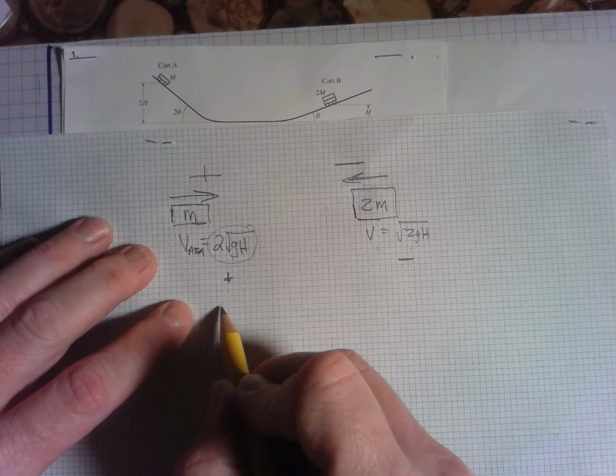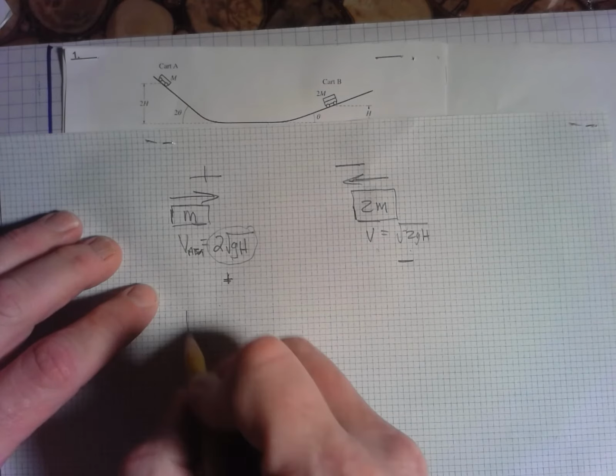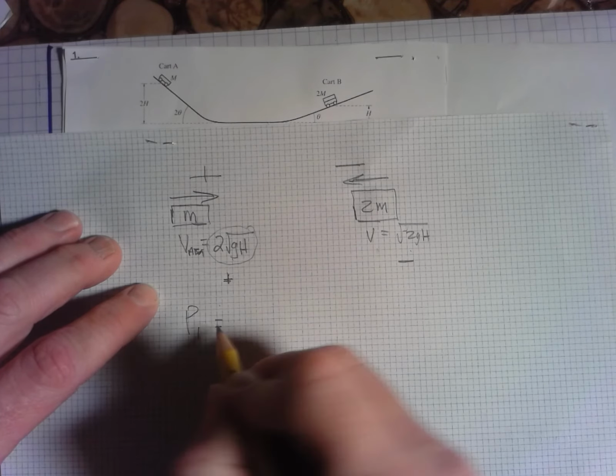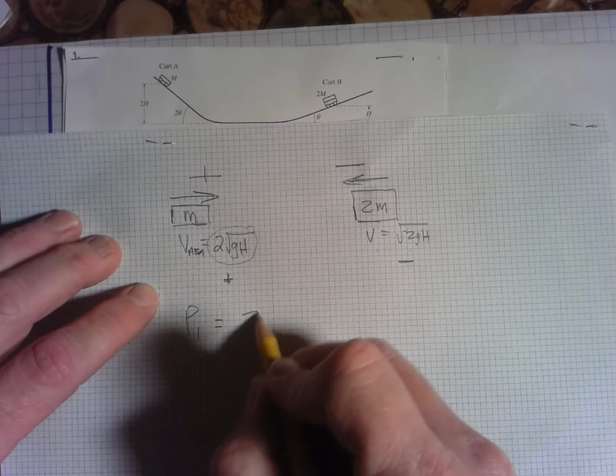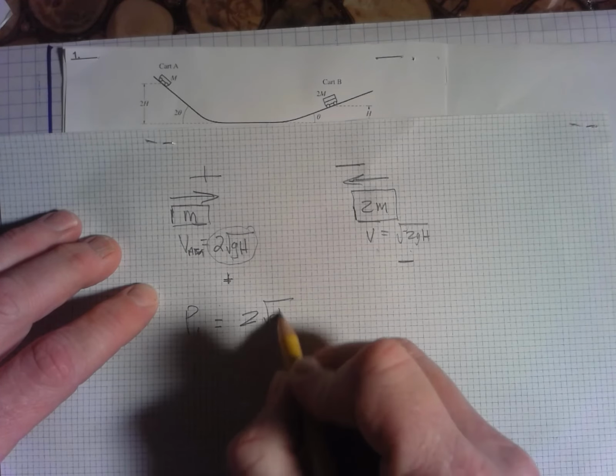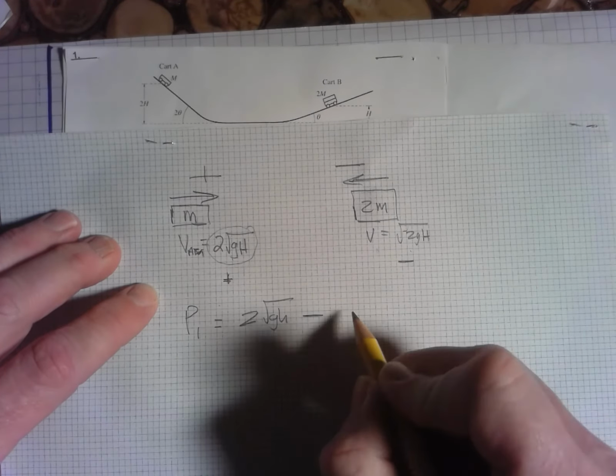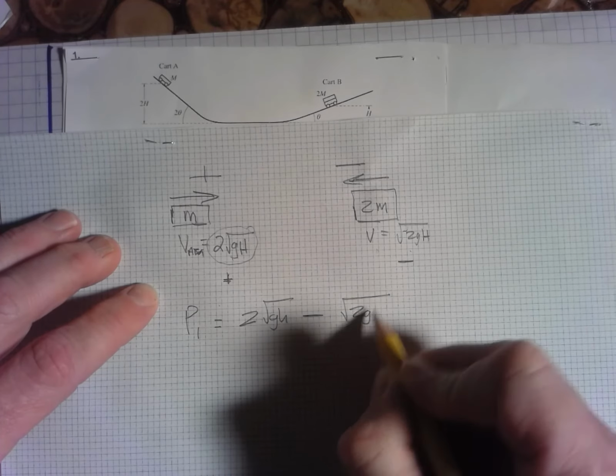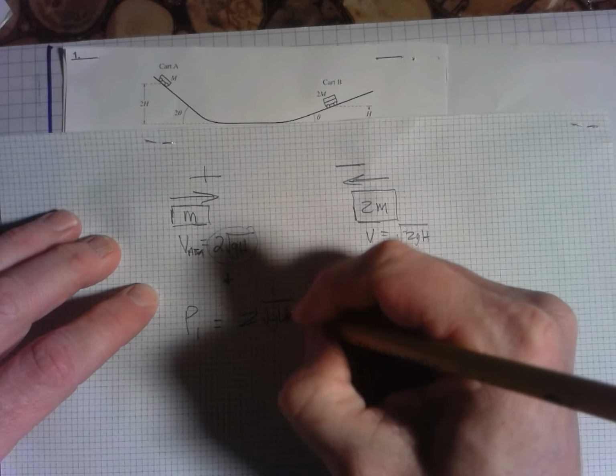Let's see if we can verify that. So the initial momentum is 2 square root GH minus square root of 2GH. They use a big H, don't they? Okay.